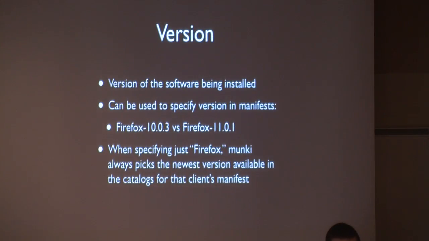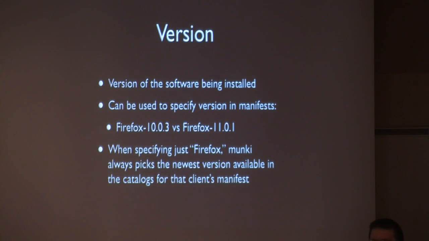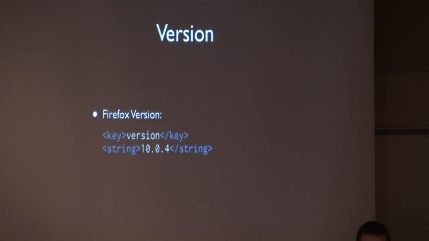Now, versions are also equally important, because this is how Munki determines whether something that you've just added needs to be installed on your client machines or not. So say you have Firefox 10.0.3, 10.0.4 comes out. You need to make sure those numbers are good so that Munki will say, oh, 10.0.4 is newer than 10.0.3, so therefore the clients need to install it. Here's an example of that.